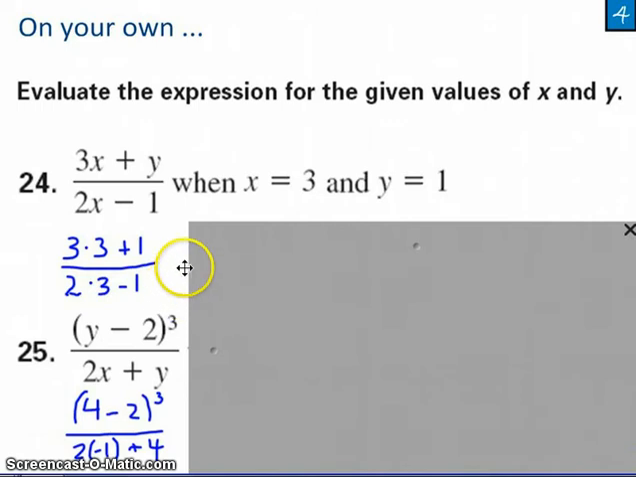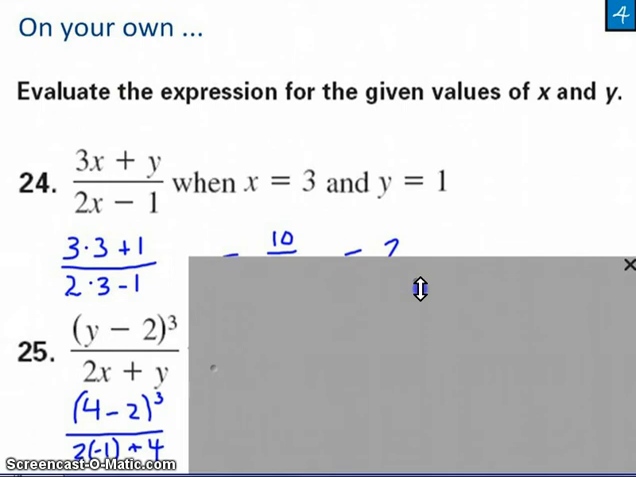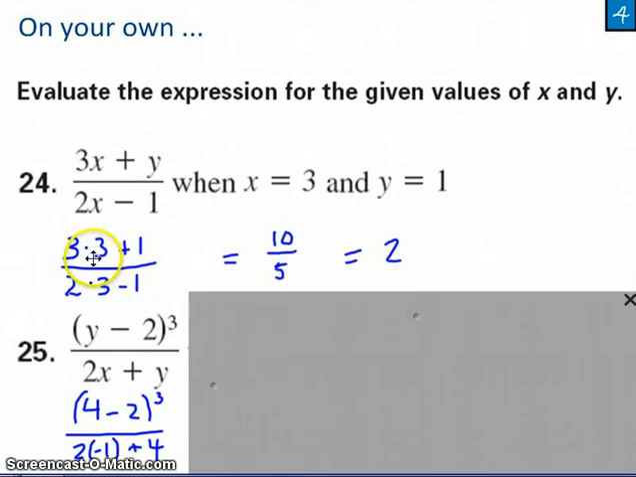Notice that what you'd actually been asked to do was to put 3 in whenever you saw x and 1 in whenever you saw y. So here I've written those out. 3 times 3 plus 1, 2 times 3 minus 1. And likewise down here. Well, 3 times 3 plus 1 becomes 10 across the top. 2 times 3 minus 1 becomes 5. You should have come up with 2 as your answer.